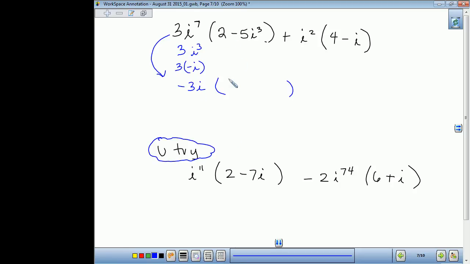Yes. Okay. The 2, there's nothing to it. This is i to the 3rd, so this is like negative 5 times negative i, which actually makes a positive 5i. No distribution. Okay? i squared is just like negative 1. So this becomes minus 1 times 4 minus i.